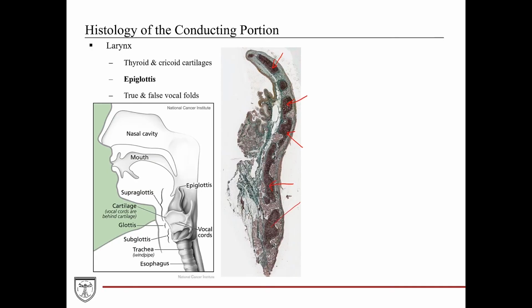So all of these structural core of the epiglottis would be made up of the elastic cartilage, that is of course covered on the outside by the perichondrium. Now what about the lining epithelium of the epiglottis?